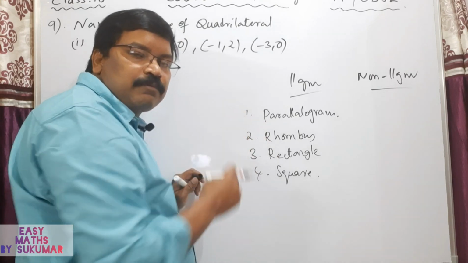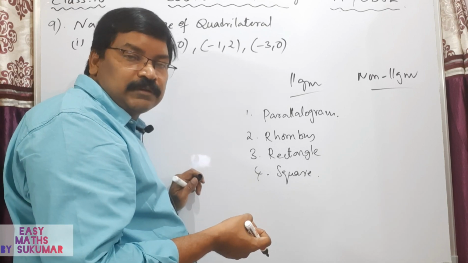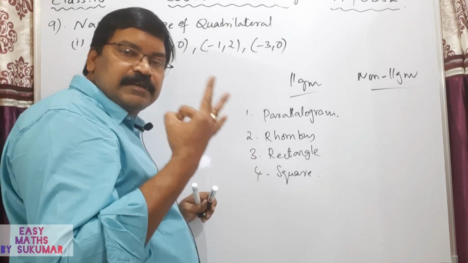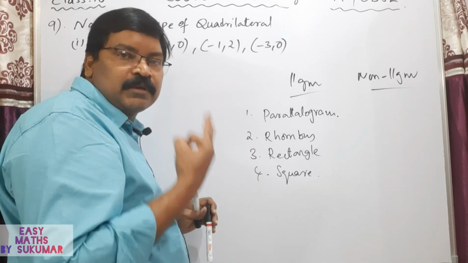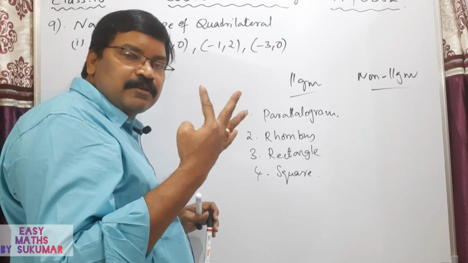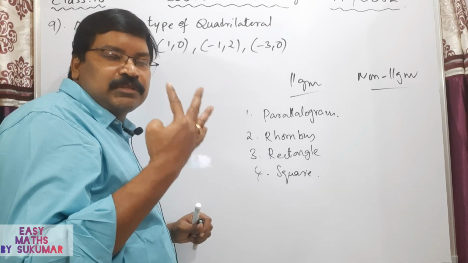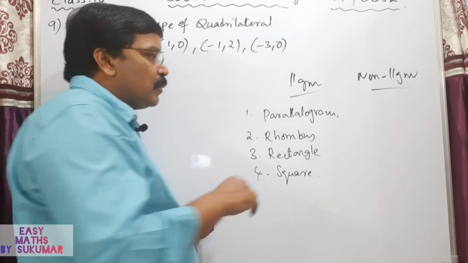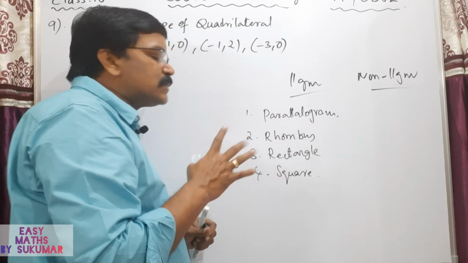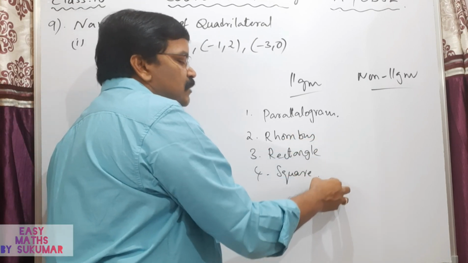The first property of a parallelogram is opposite sides are equal, opposite angles are also equal. The third property is the diagonals bisect each other. And the fourth property is each diagonal divides the parallelogram into two congruent triangles. So these are the four properties of a parallelogram. These four properties are also applicable for rhombus, rectangle and square. But there are some special properties in rhombus, rectangle and square.